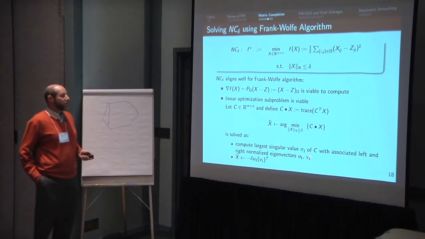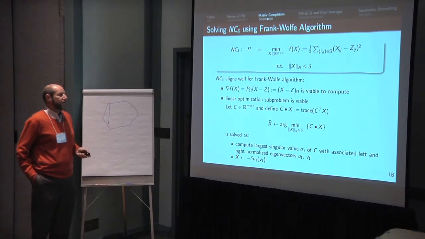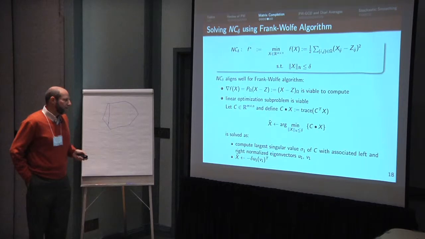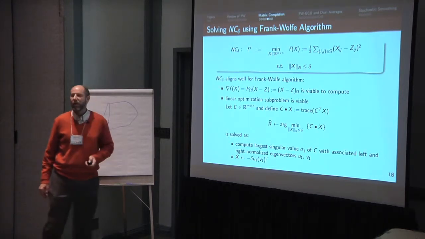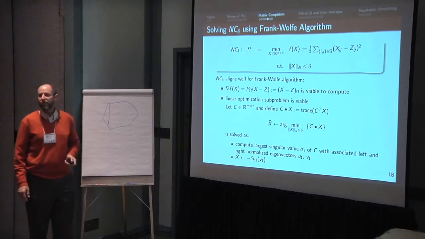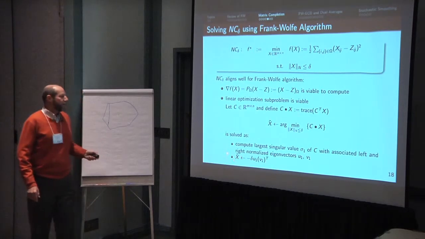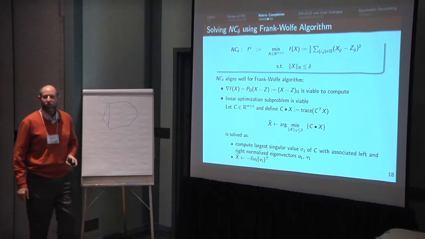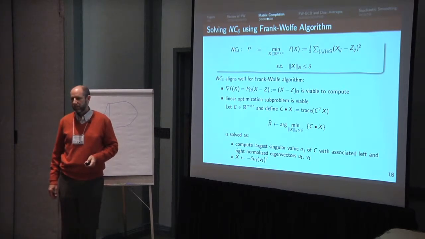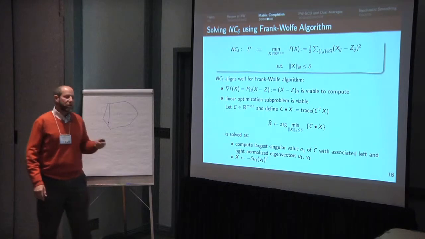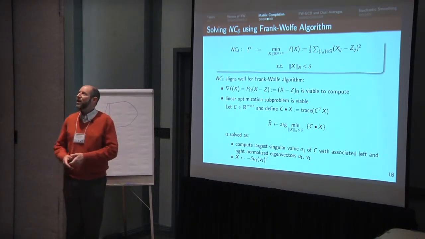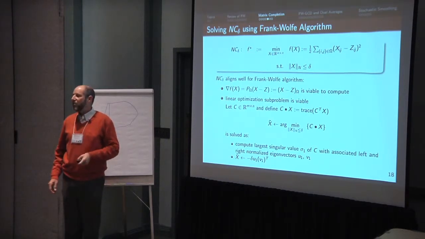So I compute the largest singular value of C, and I also compute the left and right normalized eigenvectors U1 and V1, all right? And then X tilde is just minus delta U1 V1 transpose, all right? And so you compute the largest singular value with associated left and right normalized vectors. So how hard is that? Well, it's easy, but it's also not so easy.